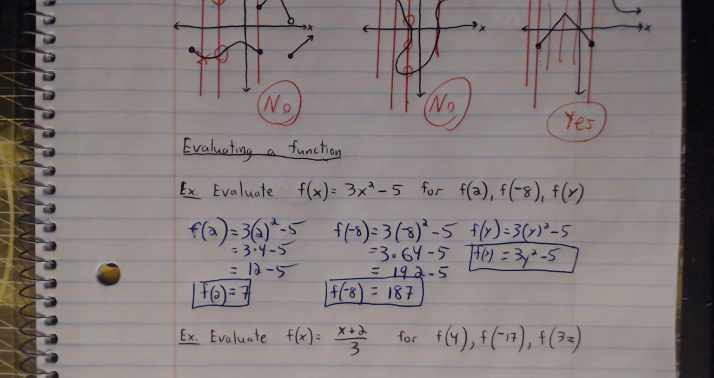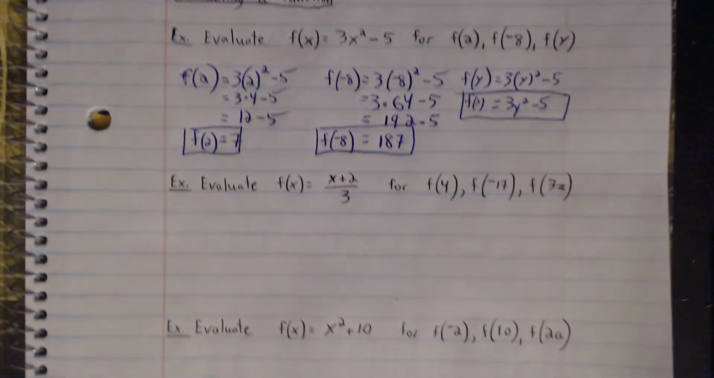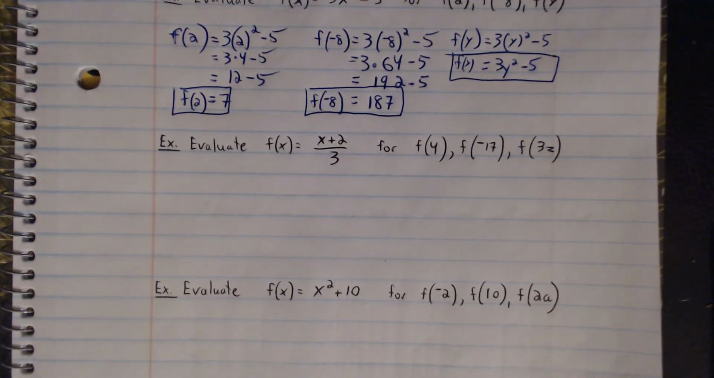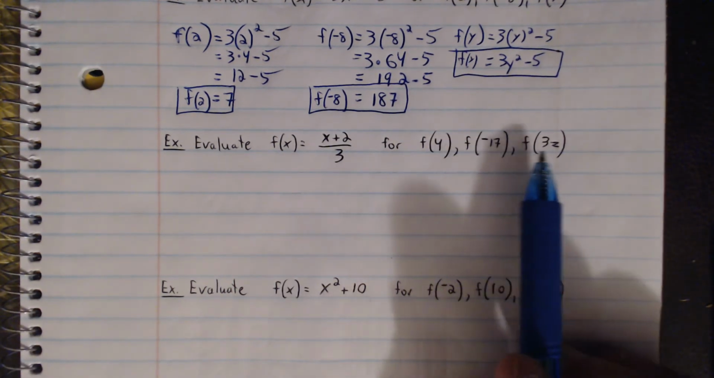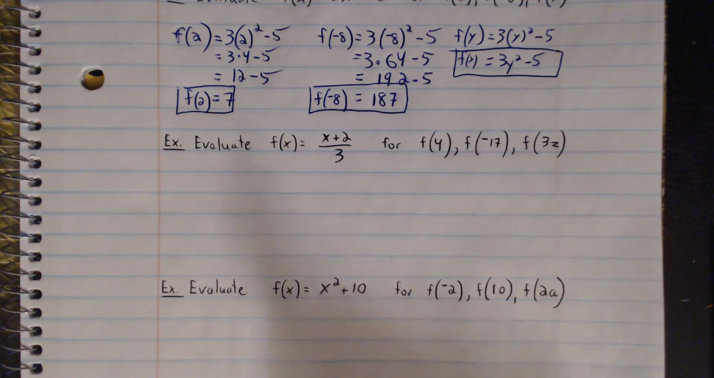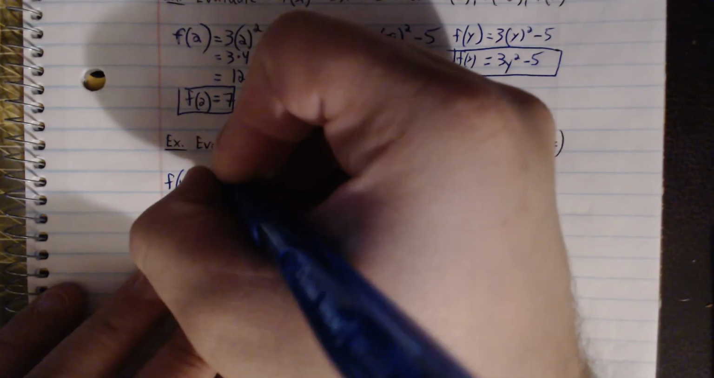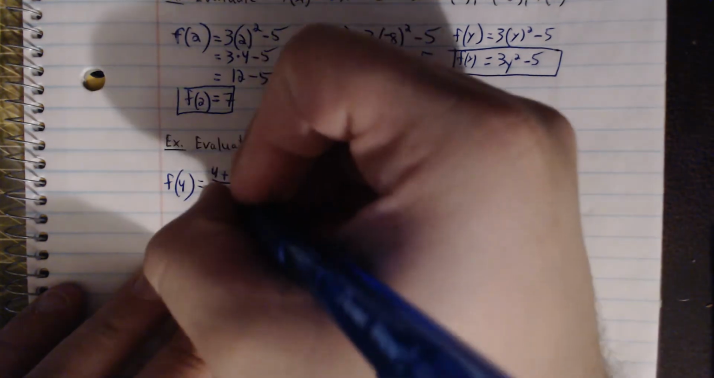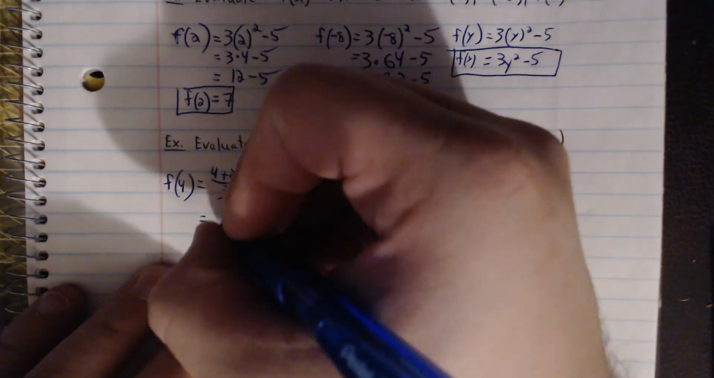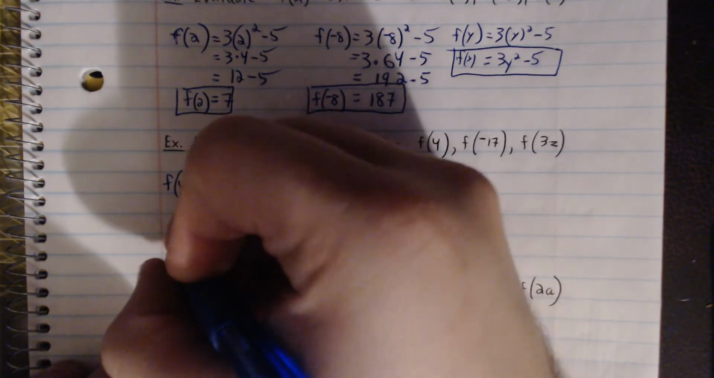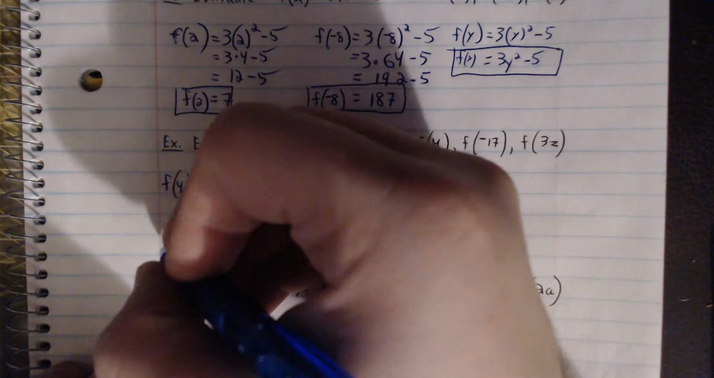Okay, so we're going to try one more together. Okay, this time they give us f of x equals x plus 2 divided by 3. So again, whatever they ask me to substitute in, I'm just going to plug into the problem. I'm going to evaluate and simplify if I need to. So, first, f evaluated at 4. That would give us 4 plus 2 divided by 3. Again, just plugging in 4 for my x. That's the same thing as 6 divided by 3, which is equal to 2. So f of 4 in this problem equals 2.